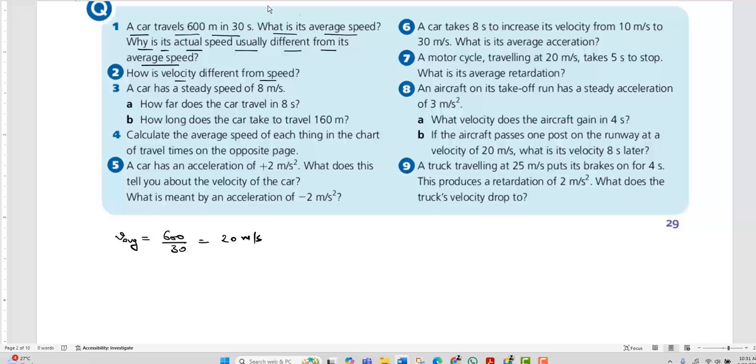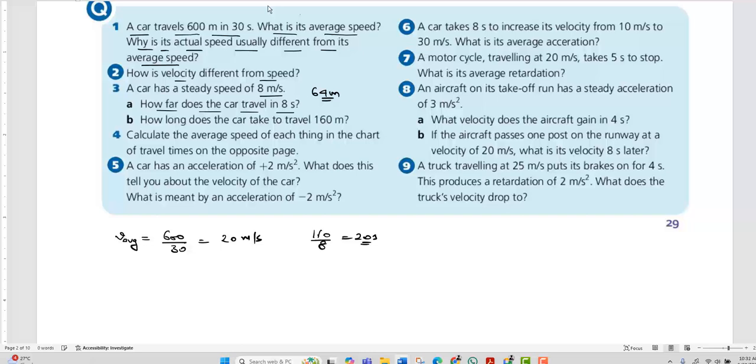Okay. Third question. A car has a steady speed of 8 meters per second. How far does the car travel in 8 seconds? 64 meters. Nice. How long does the car take to travel 160 meters? 160 over 8, which is 20, so 20 seconds.